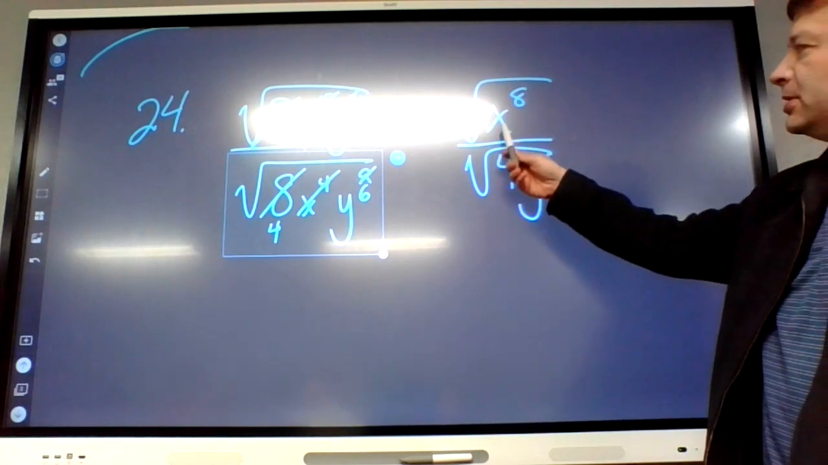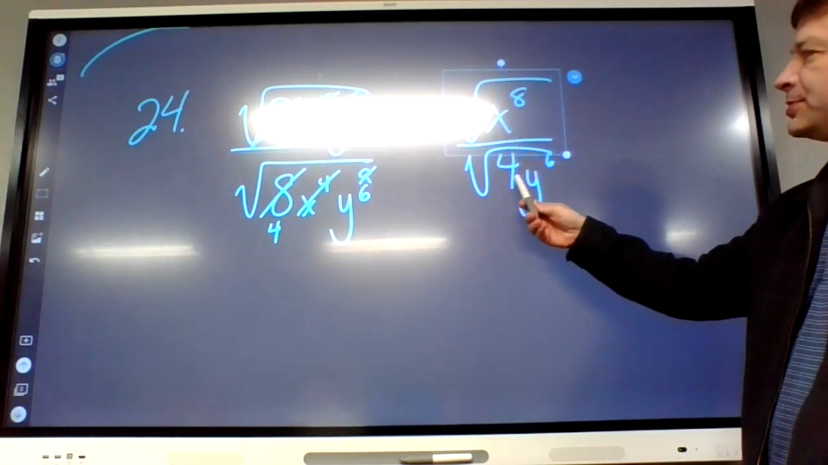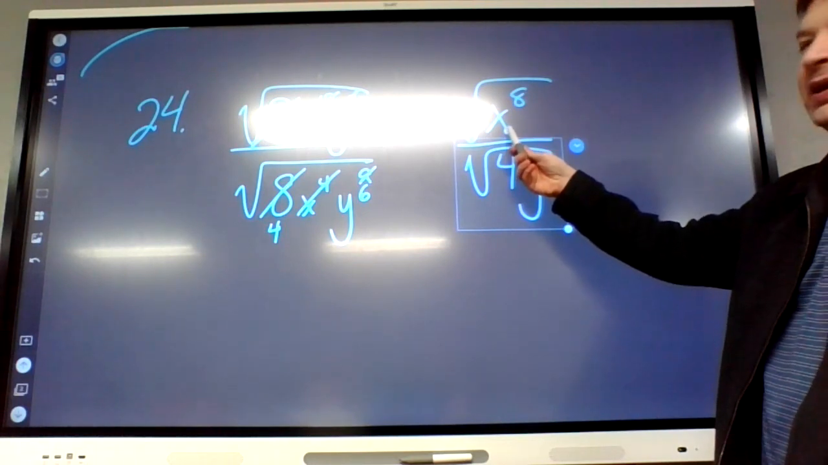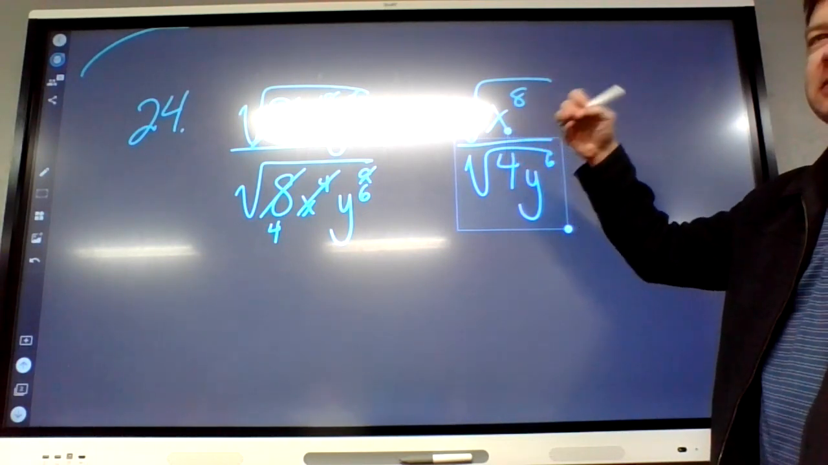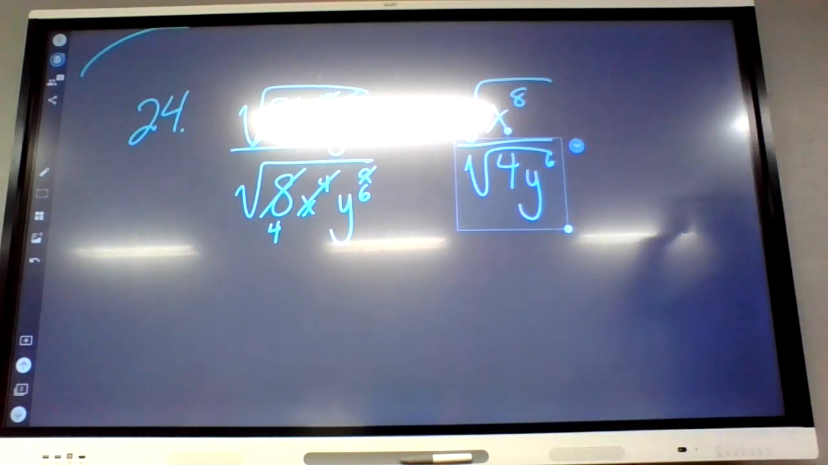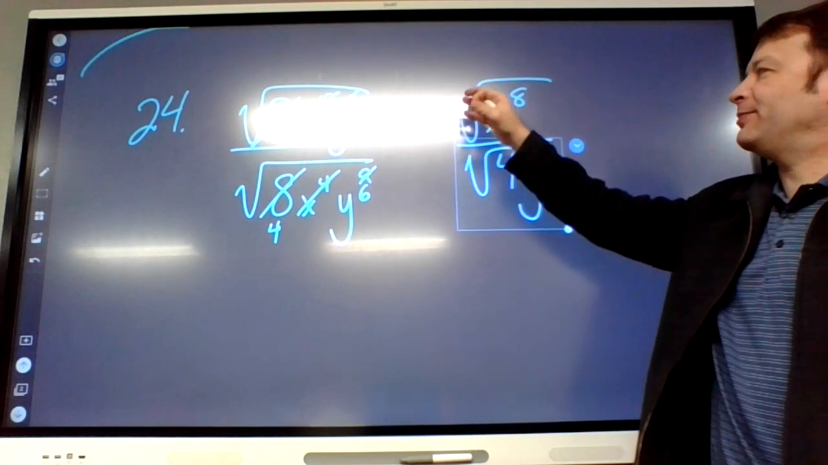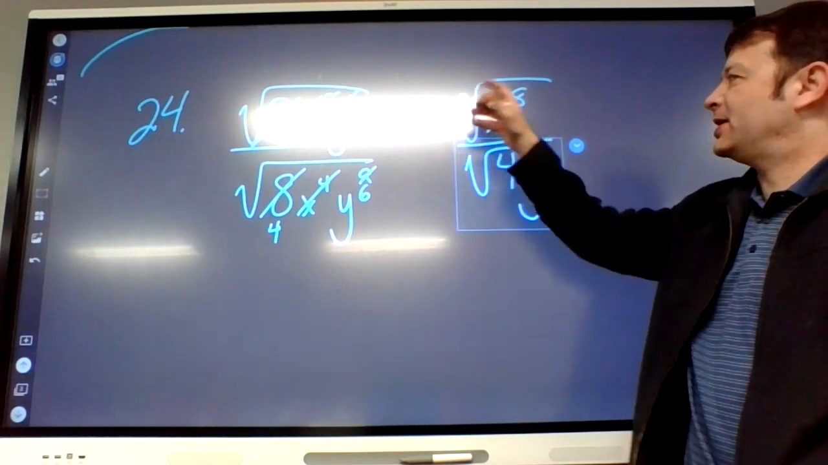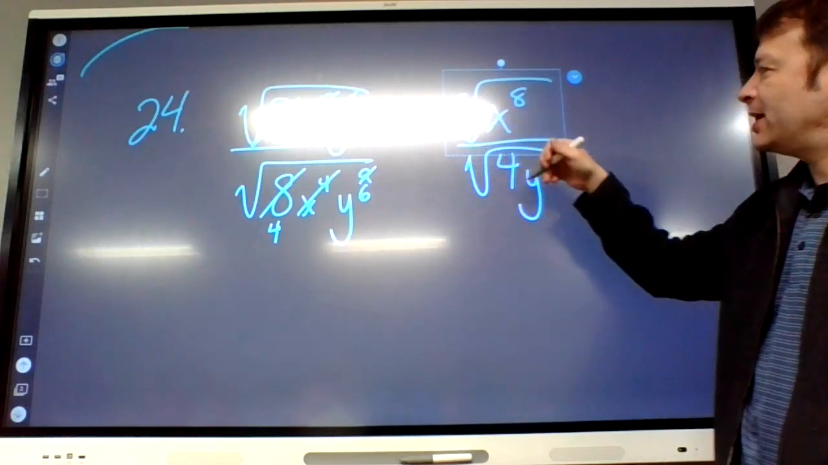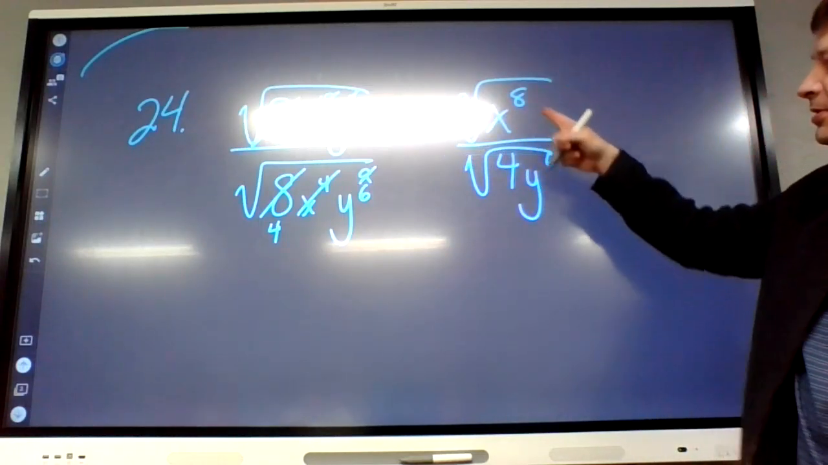So both of these do have square roots though. What times what equals x to the 8th? You guys know? What times itself equals x to the 8th? X to the 8th times x to the 8th equals x to the 8th? Yeah. X to the 4. Now, that's not how I've been telling you to think about it. We've been saying it's 8 divided by 2, right? But yeah, it's x to the 4th.